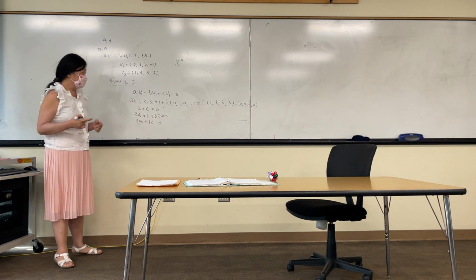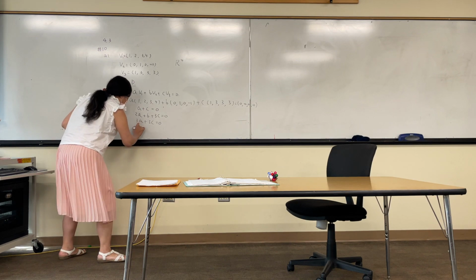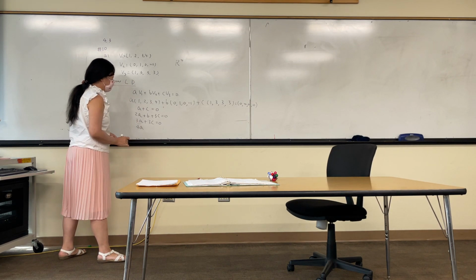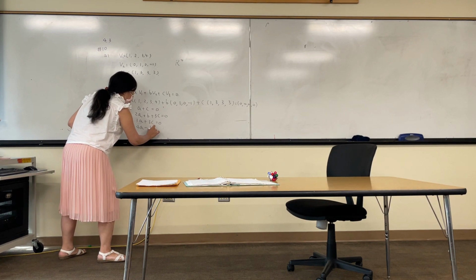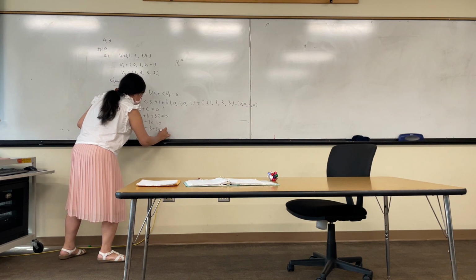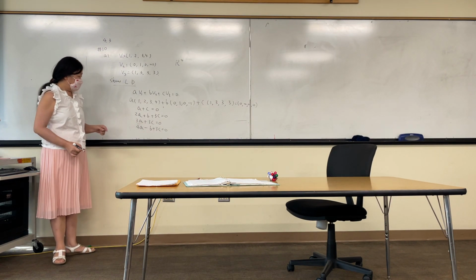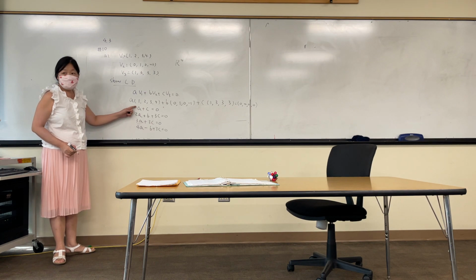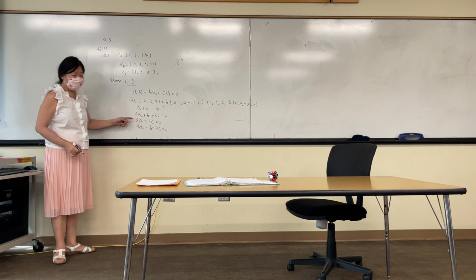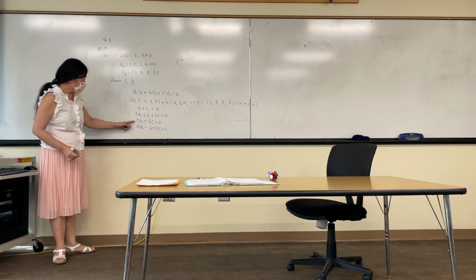Your third equation, last one: 4A minus B plus 3C equals what? 0. That right? Now these two equations are the same, aren't they? These two are the same, right? Same. Okay. Well, let's see if I can solve this one.